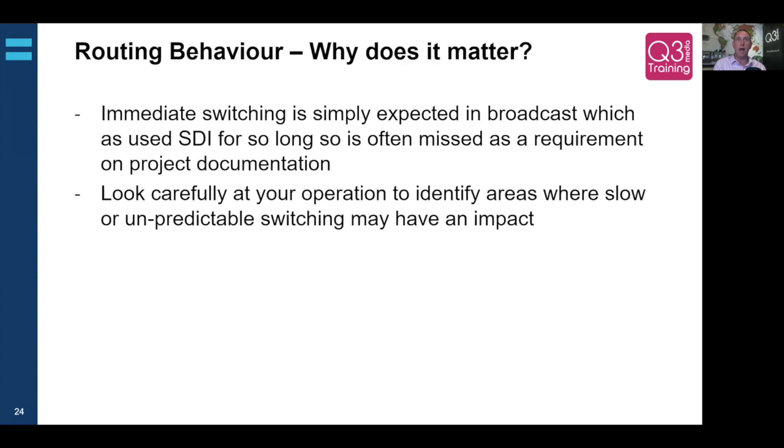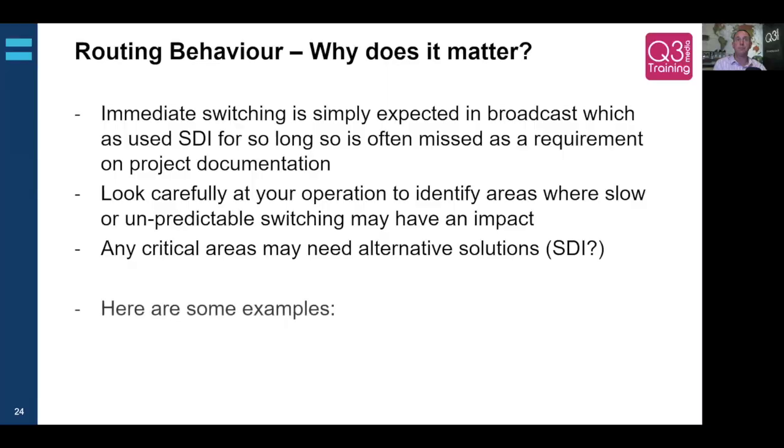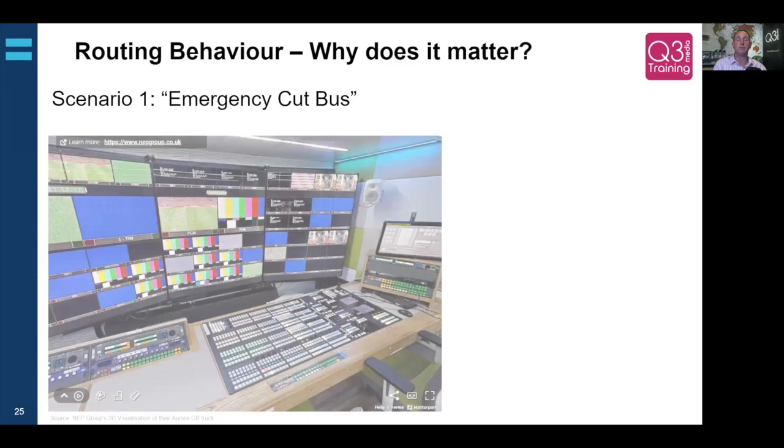So figure out where this kind of slow switching, even if hopefully a vendor will promise you it won't happen, but what if it did? If they can't guarantee 100% of the time it will switch within 40 milliseconds of the request, then you have to assume the worst case. Look through your system, look through the operation, where would this have an impact? And if it has an impact, figure out an alternative solution, so that when you implement the project, if it turns out to be a problem, you can have a plan B. And that plan B might involve SDI, because if you really need guaranteed switching, maybe SDI might be the only way. So I thought I'd give a few examples of this, because this is an important point.